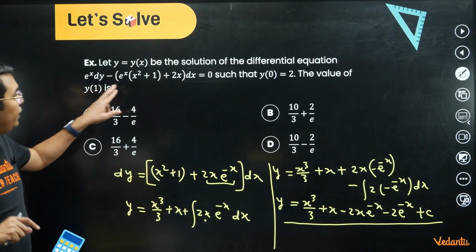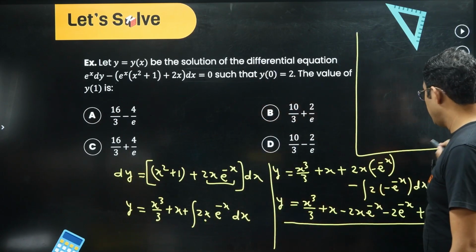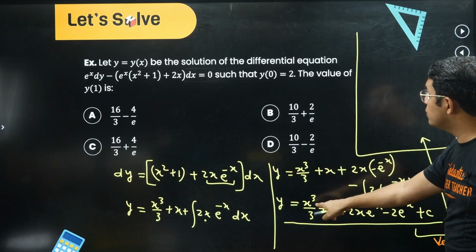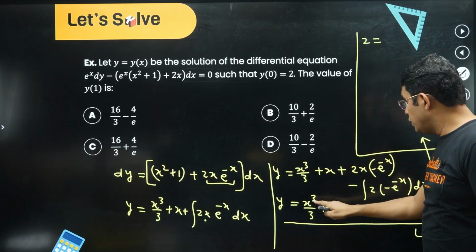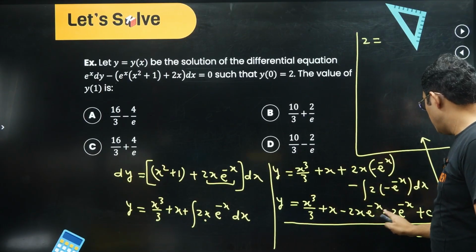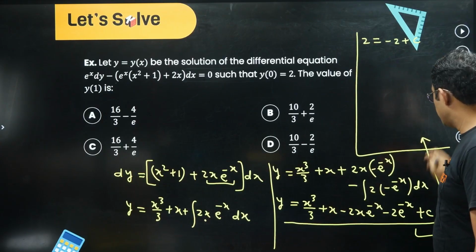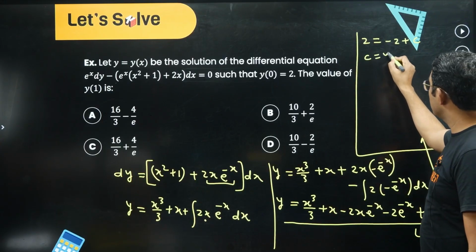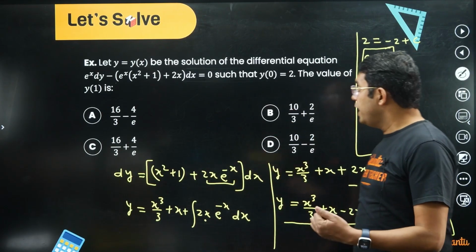Now we are given some initial value condition here. So at x equal to 0, they have given y as 2. So this will be 2, 0, 0, 0. Only this will be minus 2 here plus c, because at x equal to 0 this will become 1. So c will be equal to 4, and they are asking the value at x equal to 1.